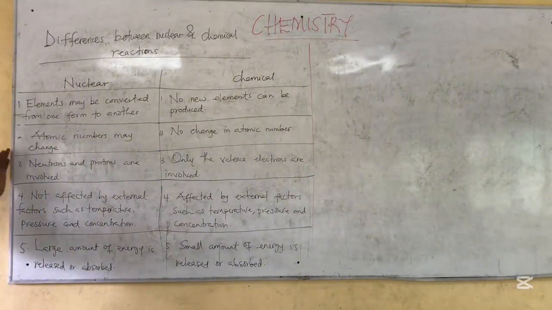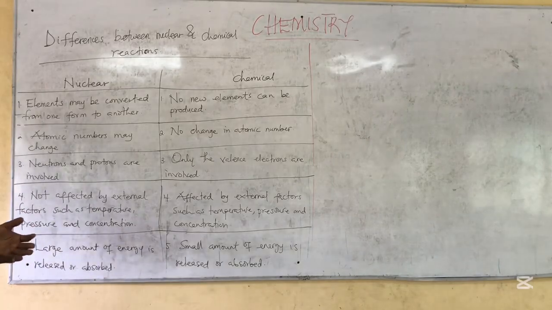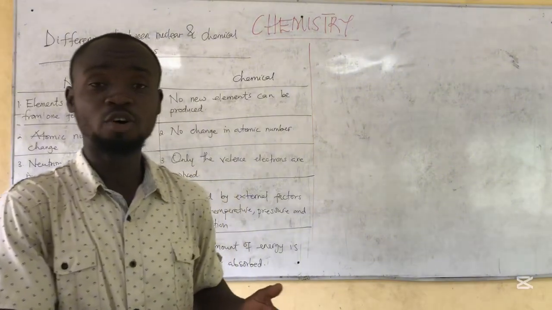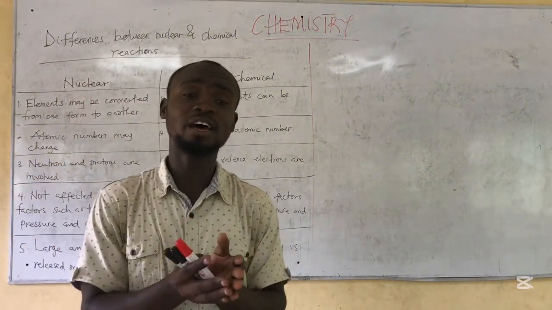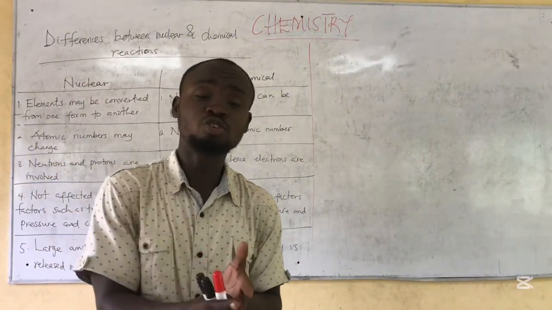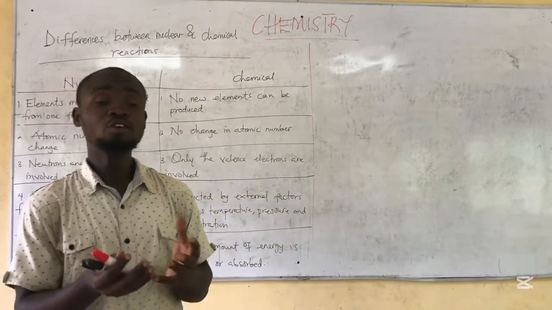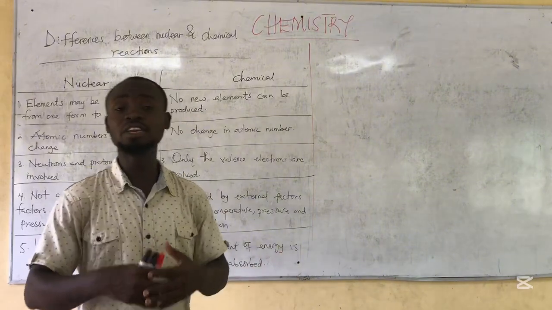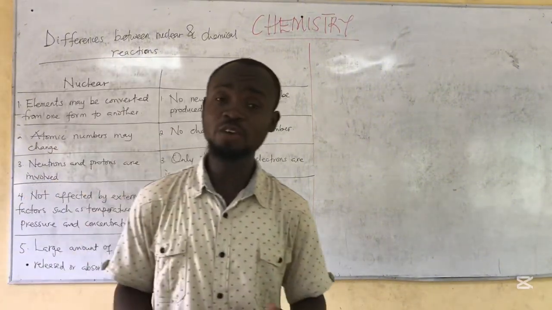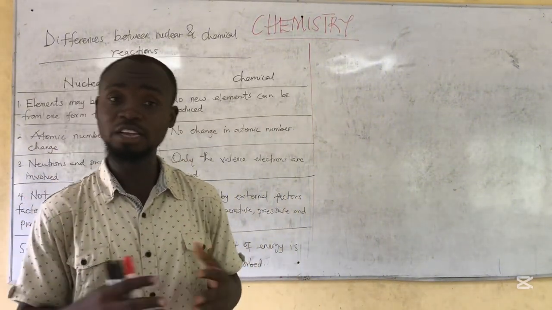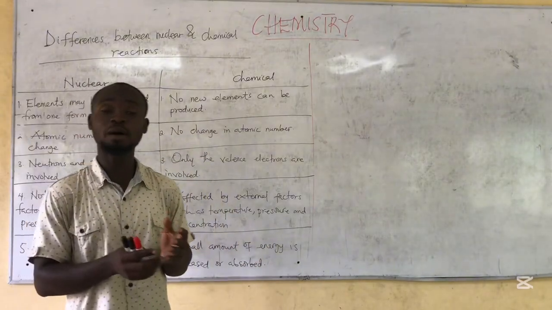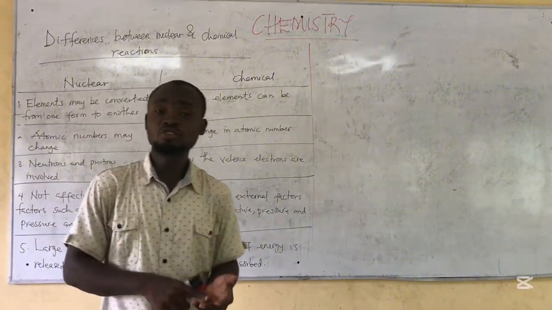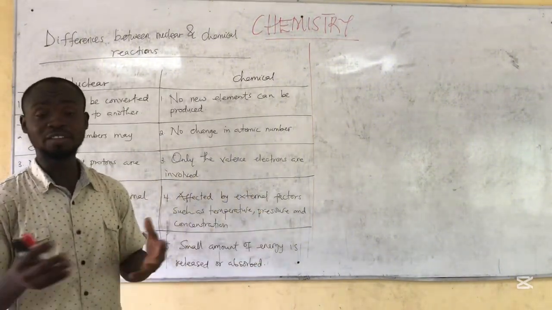Another difference is that for nuclear reactions, the neutrons and protons are involved. Even in the lesson that we just did on the shortened notation, we could see an atom or an element bombarded with a neutron or with a proton. But for chemical reactions, it only deals with the valence shell electrons, or the valence electrons. For nuclear reactions, the neutrons and protons are all involved, that is the particles in the nucleus.